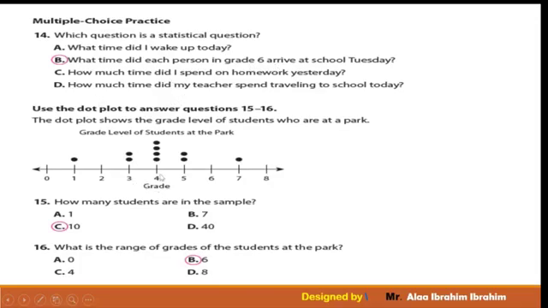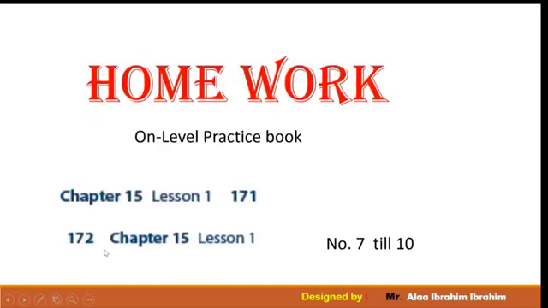So the next one, I'm dealing here with dot plots. I need to know how many students are in the sample. I have to count all of them. I found they are 10. So what is the range? The range is the greatest value minus the smallest value, the range of the grade. So this is 7 minus 1, the greatest minus the smallest, which is 6.